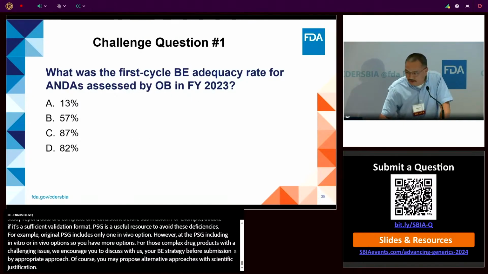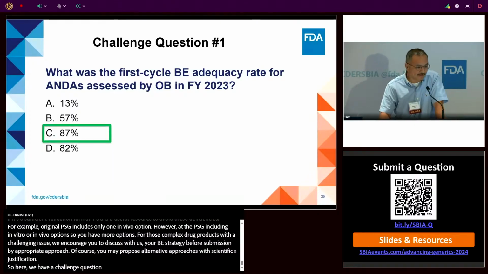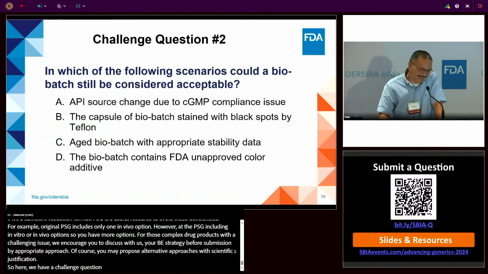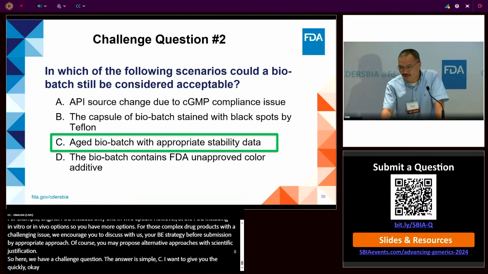So here we have some so-called challenging questions, but I think they're simple questions. Number one, the first cycle BE adequacy rate. The answer is simple, C. So this one is a little bit challenging. In which of the following scenarios could a biobatch still be considered acceptable? I'd better give you the answer quickly, okay? A batch with appropriate stability; the rest are unacceptable.